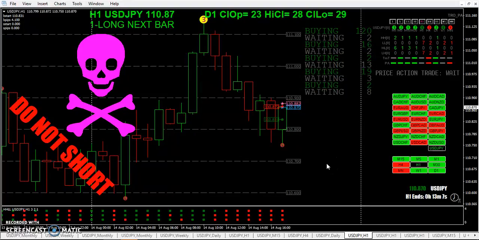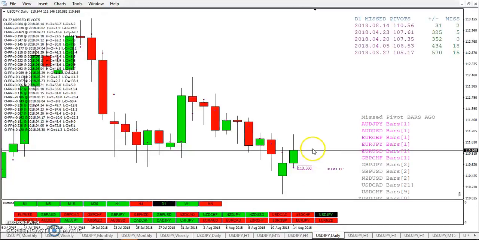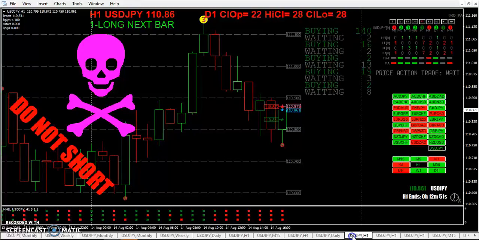So that was the rat zone. That was the pivot fade trade. And just so you know, just to be clear, if it opens above the pivot, you want to look to go short. If it opens below the pivot, you look to go long. Real simple stuff.